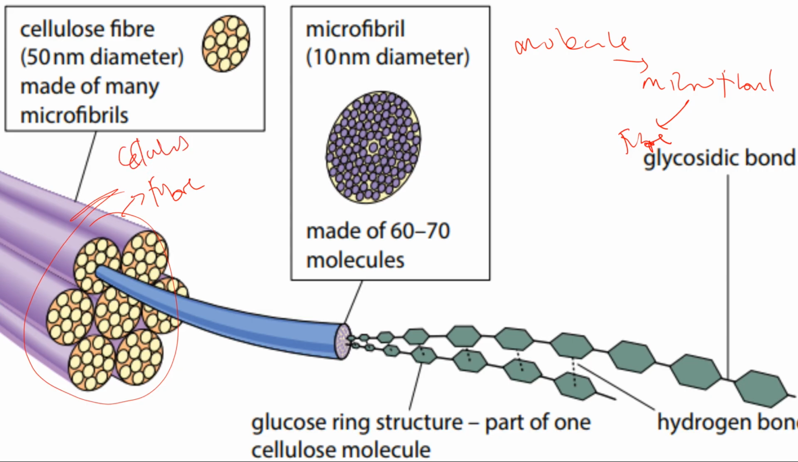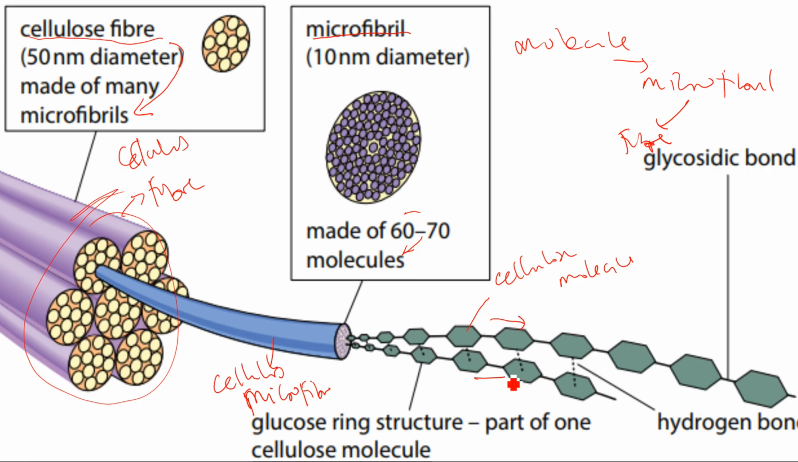Cellulose fiber is made up of many microfibrils. A microfibril is made up of 60 to 70 cellulose molecules. Can you see that? These 60 to 70 molecules make up the microfibril, made up of cellulose. So each chain here, one chain here, is called a cellulose molecule.